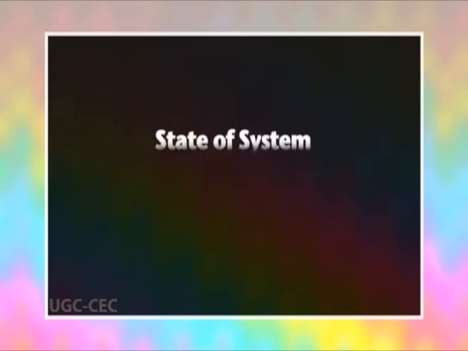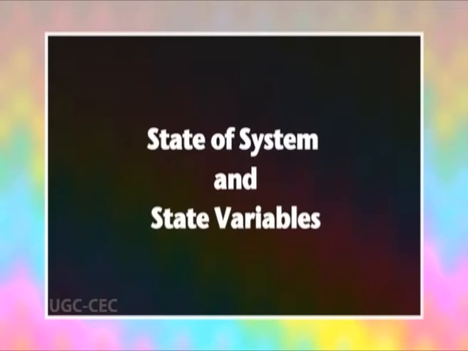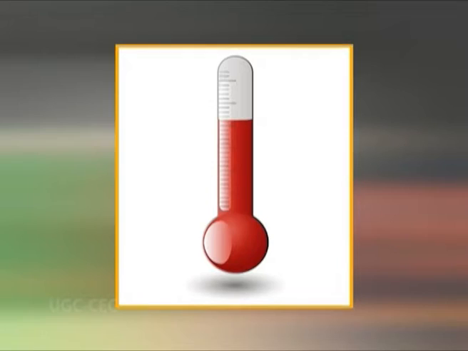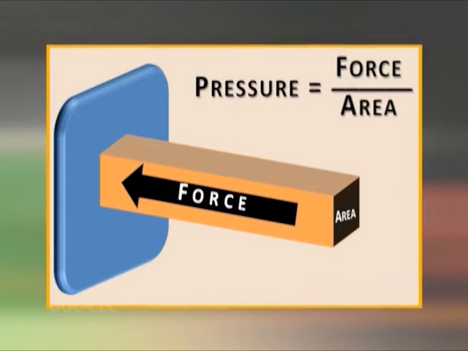Coming to the next part of today's lecture, that is the state of a system and state variables. A thermodynamic state is the macroscopic condition of a thermodynamic system as described by its particular thermodynamic parameters. The state of any thermodynamic system can be described by a set of thermodynamic parameters such as temperature, pressure, density, composition independently of its surroundings or history.